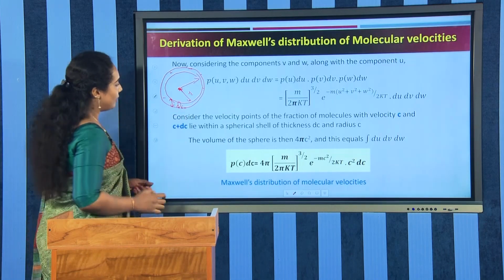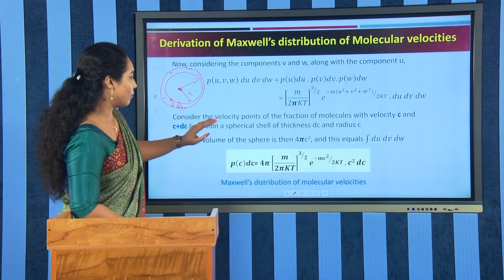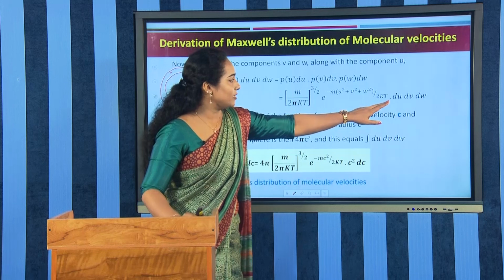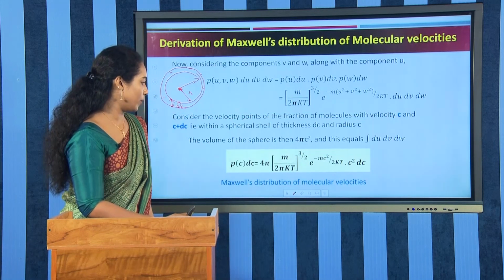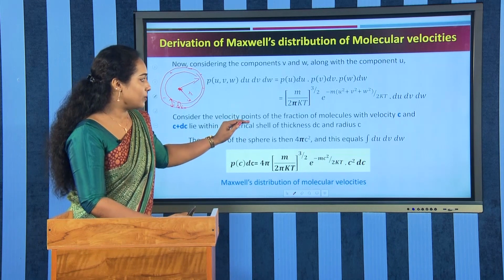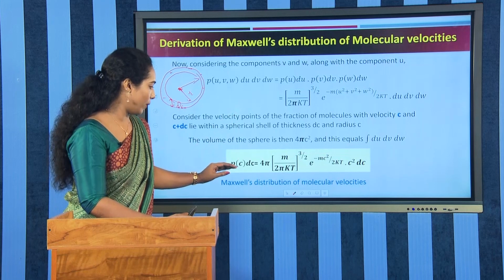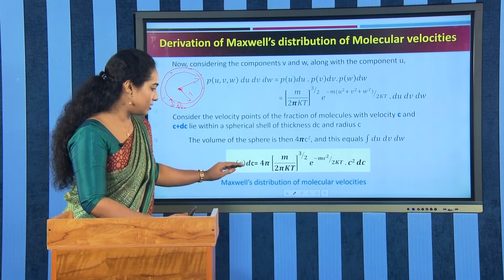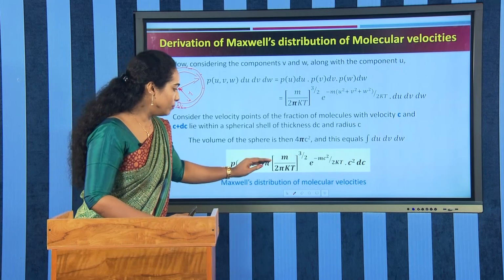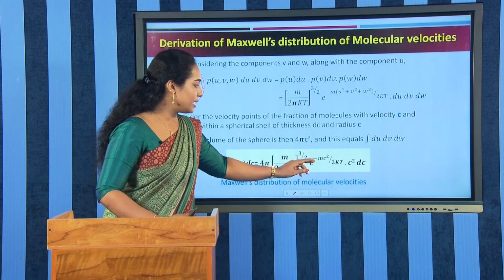Okay. And now if I am considering the velocity points like this, I can modify, that is I can take the value du dv dw which is equal to 4 pi c square. Okay, so I am introducing that into my equation, so that I can modify the equation and write it as P of C dc is equal to 4 pi m divided by 2 pi kT raised to 3 by 2 e raised to minus mc square.